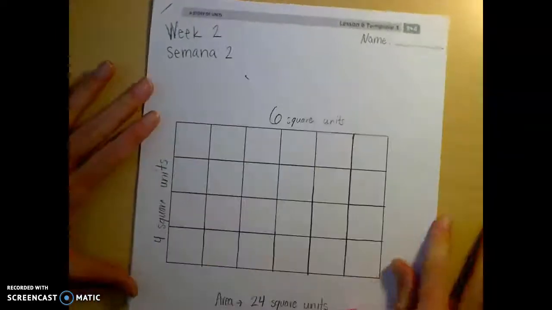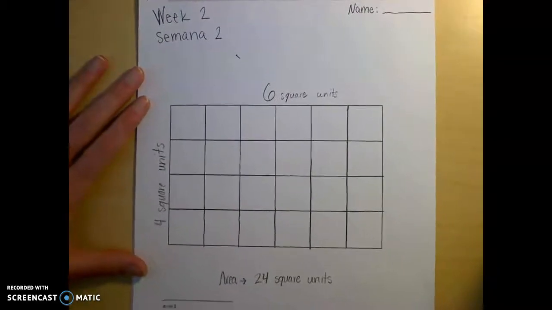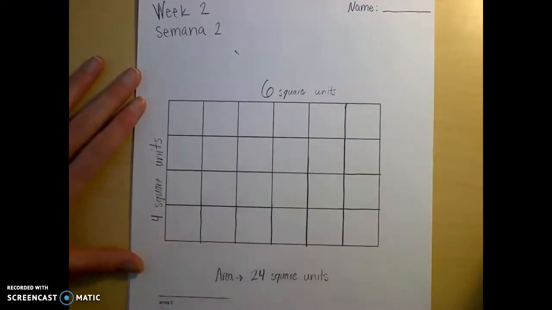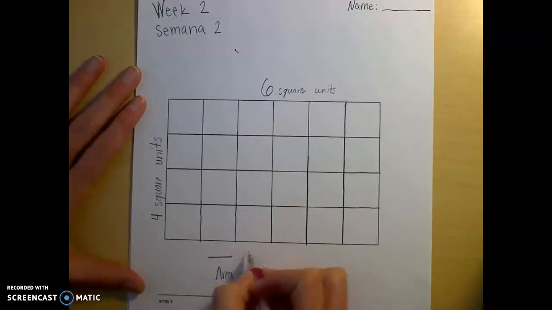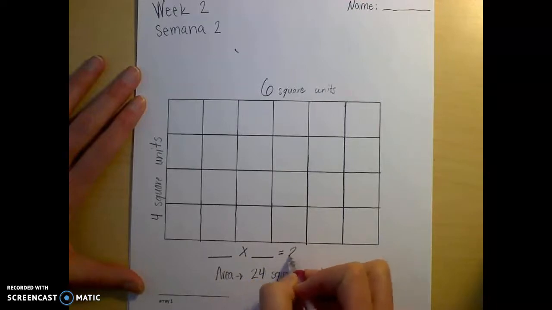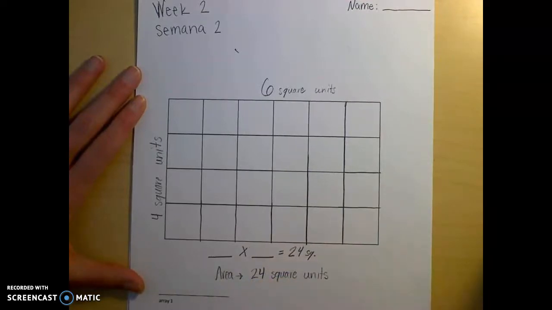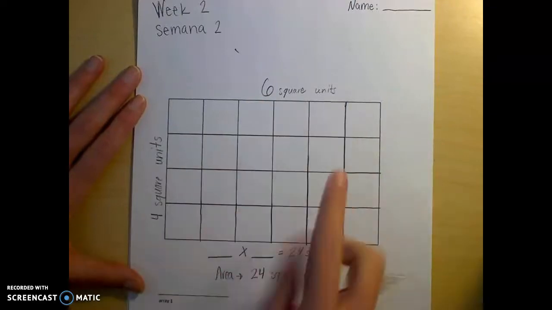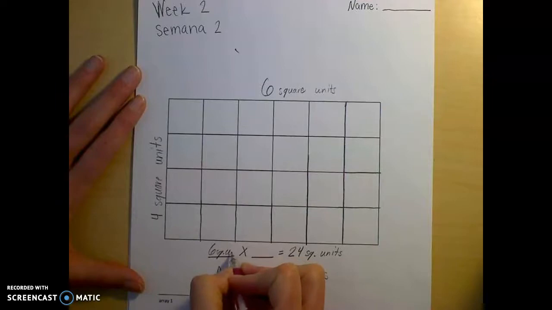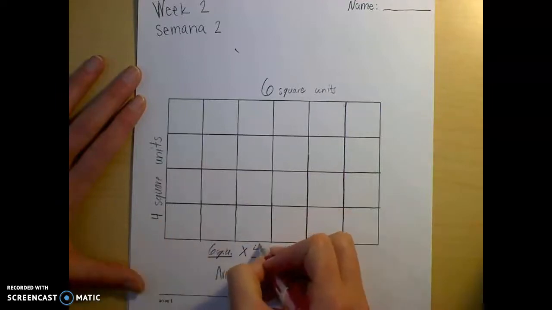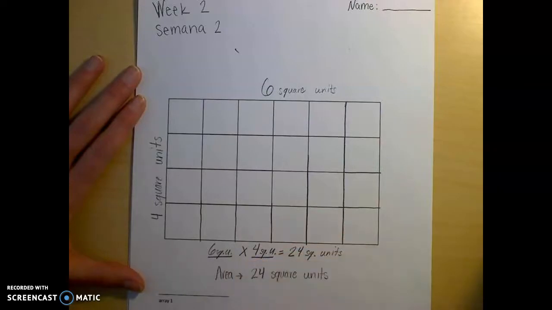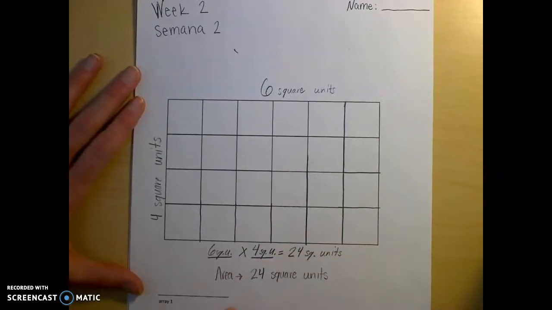Now, whenever I have an array like this, just like we did in our warm-up, we can turn this into a multiplication sentence. Now, I already know that my area is 24 square units. So I can go ahead and put that 24 sq. units. I'm going to multiply my columns, 6 square units, by my rows, 4 square units. So, in order to find the area of this shape, I can do 6 square units times 4 square units, which gives me 24 square units.